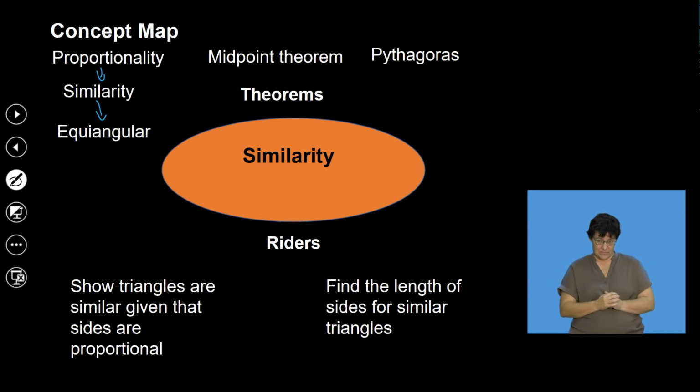In terms of riders, the types of questions that you will get under similarity are in two categories. One is when you need to show that the triangles are similar, given that the sides are in proportion, or the other category will be to find the length of sides of similar triangles. These are the two categories that we can use to categorize the types of questions that we are going to get under similarity.